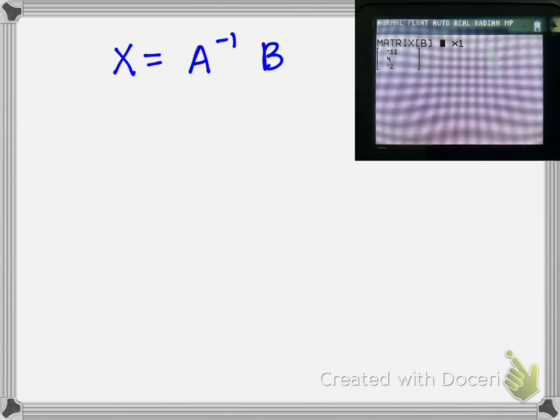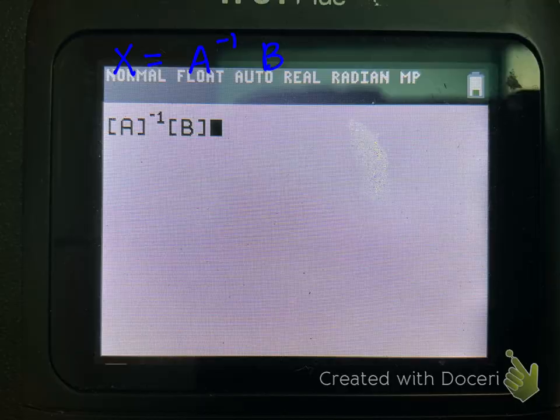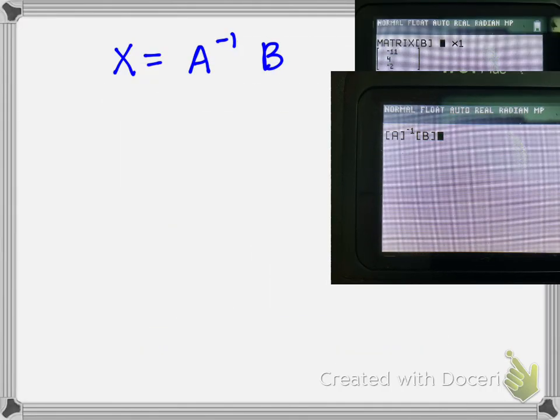Now that I have matrix B entered, I'm going to go to my home screen. And now on my home screen, I'm going to hit second matrix. Now I'm in the names column, and I'm going to hit A. I'm then going to put negative 1 as the exponent on it. And then I'm going to hit matrix again, and I'm going to put B next to it. So I'm asking you to put this in your home screen of your calculator. When you do that and you hit enter, it's going to give you a bunch of decimals. That's normal. I get these decimals based off of what I've typed in my calculator.